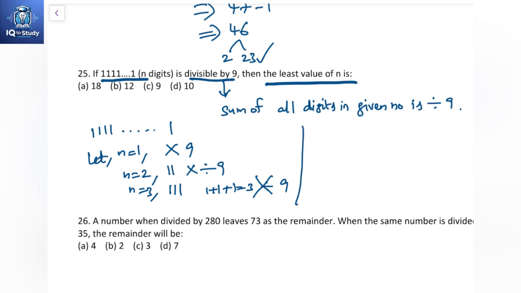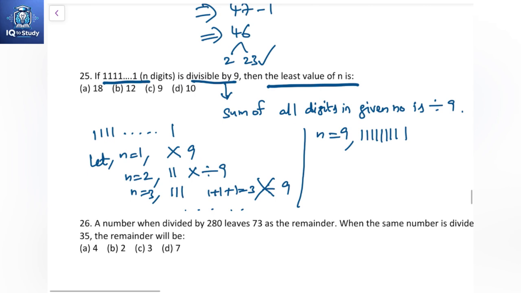And so on. Let's take n equal to 9, meaning 1, 1, 1, 1, 1, 1, 1, 1, 1. 1 plus 1 plus 1 plus 1 plus 1 plus 1 plus 1 plus 1 plus 1 is equal to 9, which is divisible by 9. So the least possible value of n is 9, option C.